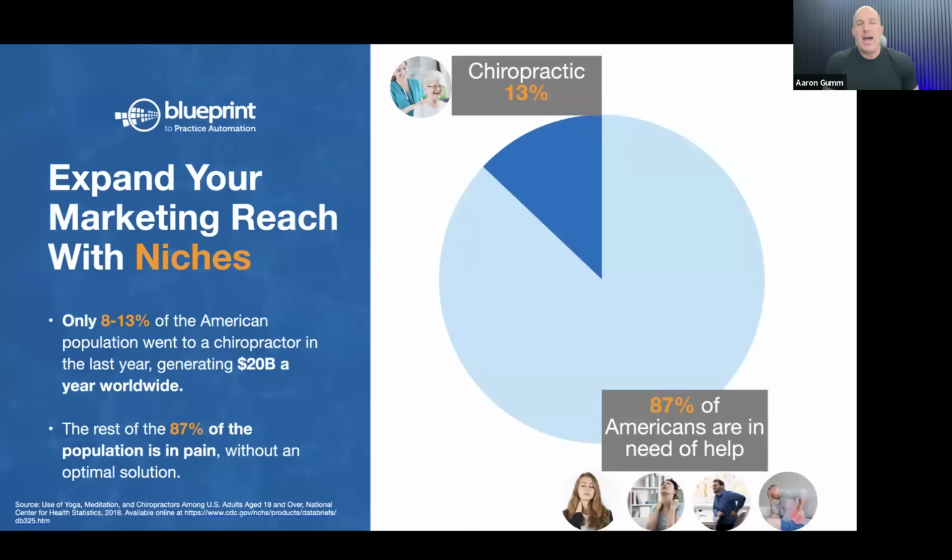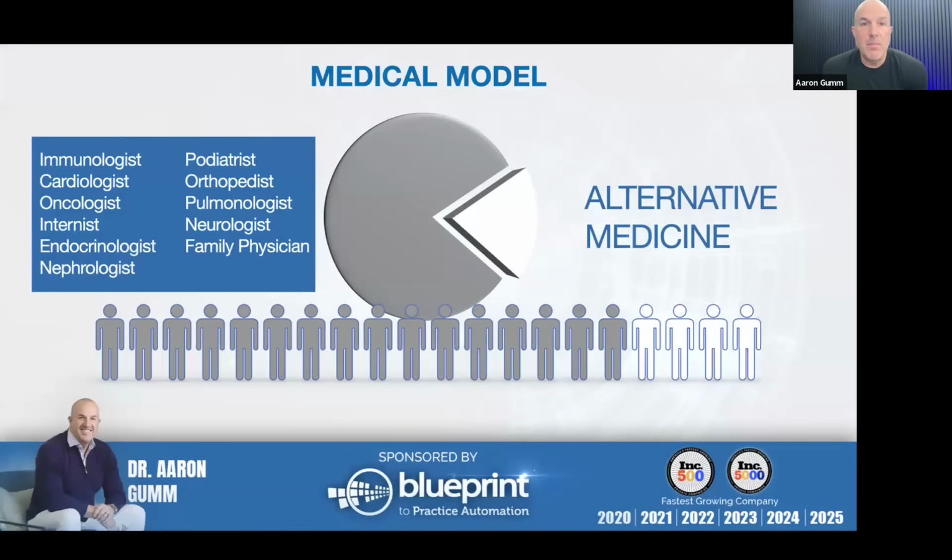What are they doing? I know they have problems. I know they have health issues. I know they have weight loss and gut health and ailments and knee pain and neuropathy and plantar fasciitis and shoulder pain. What are these people doing? Well, these people are going to the medical model. The medical model has done one thing right. They've niched out immunologists, cardiologists, oncologists, internists, endocrinologists, nephrologists, podiatrists, orthopedists, pulmonologists, neurologists. The list goes on and on.